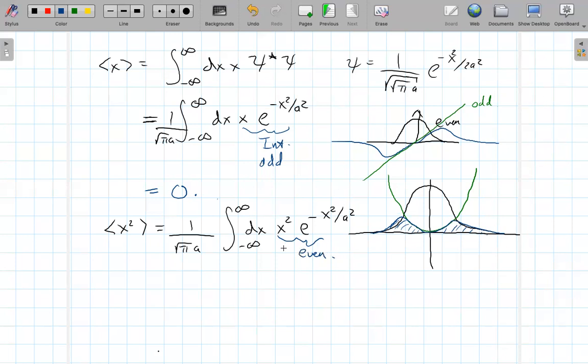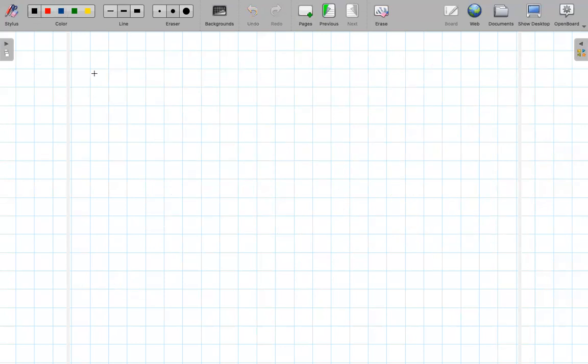So let's look at that guy. The first thing I'm going to do is define some new b, which is equal to 1 over a squared. I'm basically going to move that 1 over a squared to the top, just to make my life a little bit easier. So this integral then is going to be equal to, again, 1 over the square root of pi times a, integral from minus infinity to infinity, dx of x squared times e to the minus b x squared.